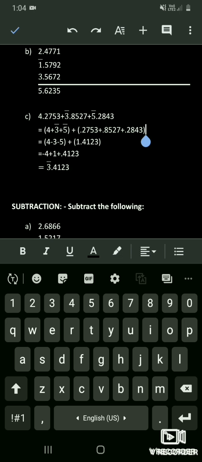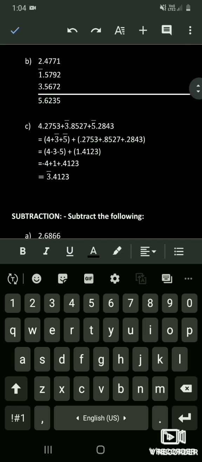and here all the mantissa parts are added. Here the bar 3 is written as minus, so you'll get 4 minus 3 minus 5 plus the mantissa. When you add this using your simple calculator you will get 1.4123. So here 1 is nothing but the characteristic and 0.4123 is the mantissa. So again you can separate the characteristic and mantissa part.